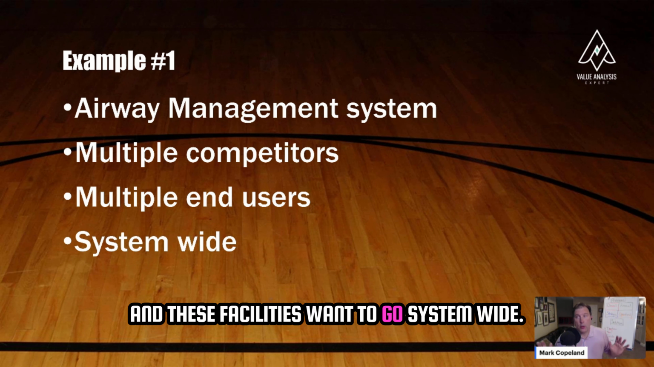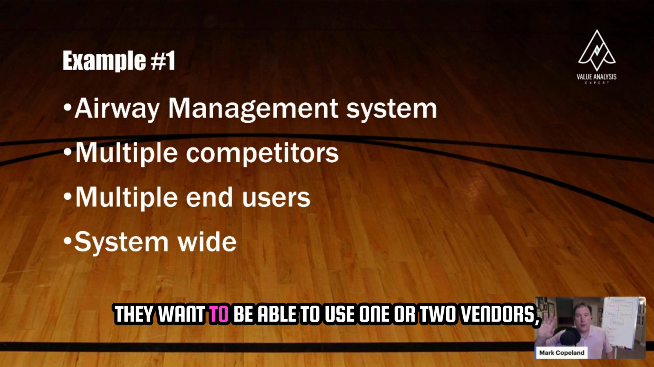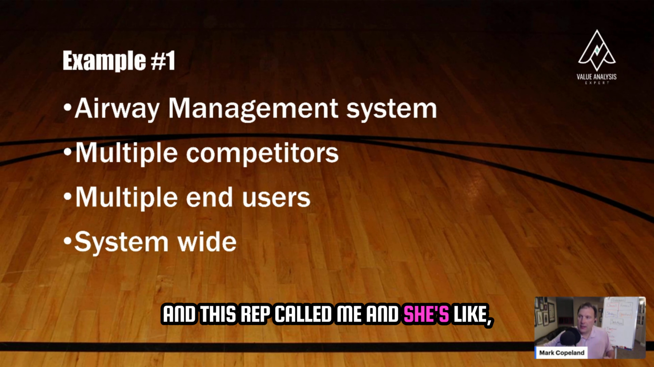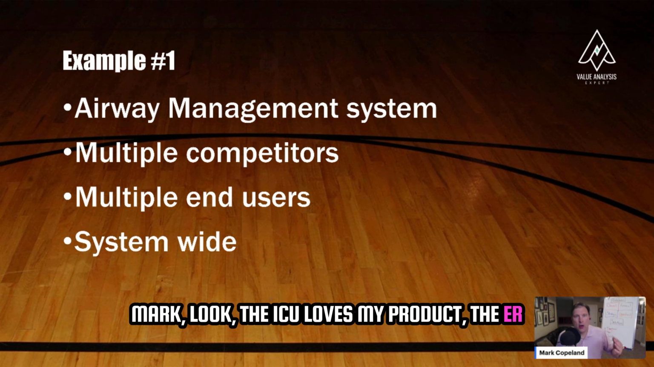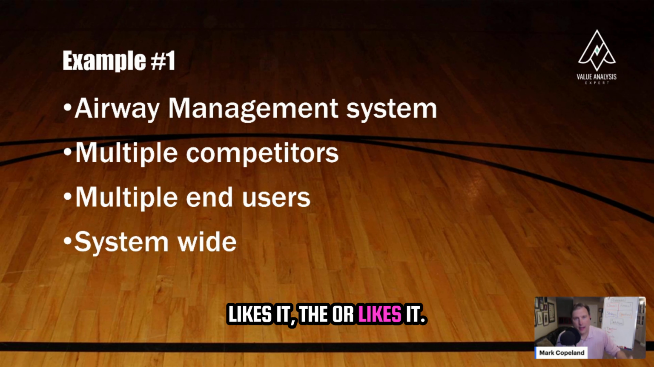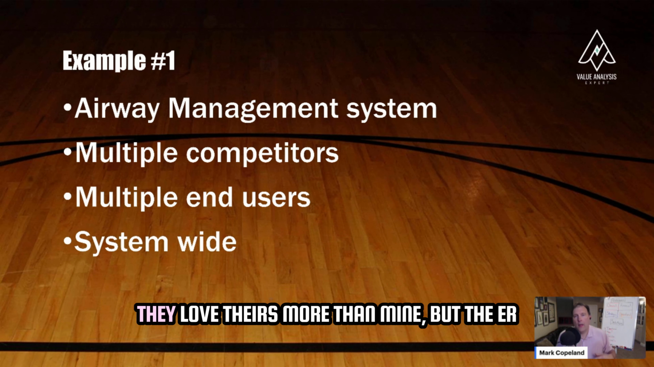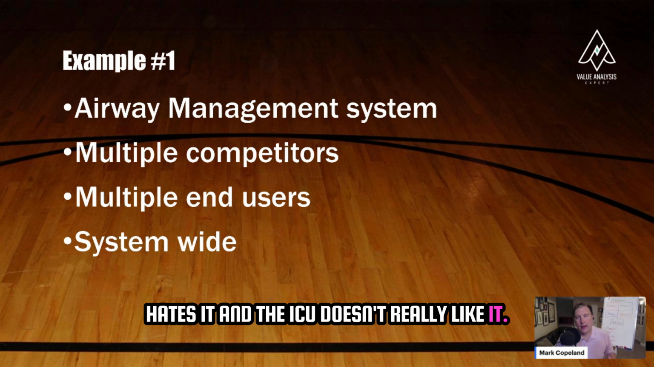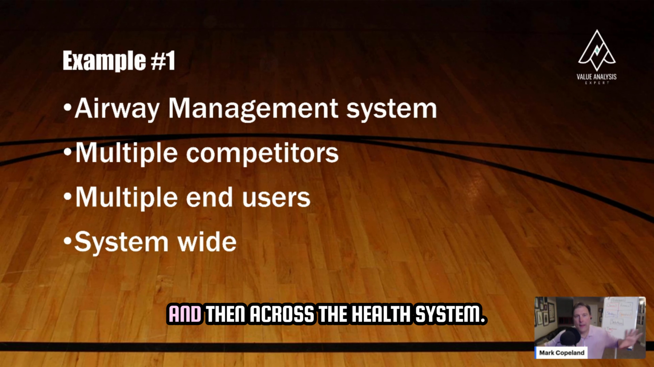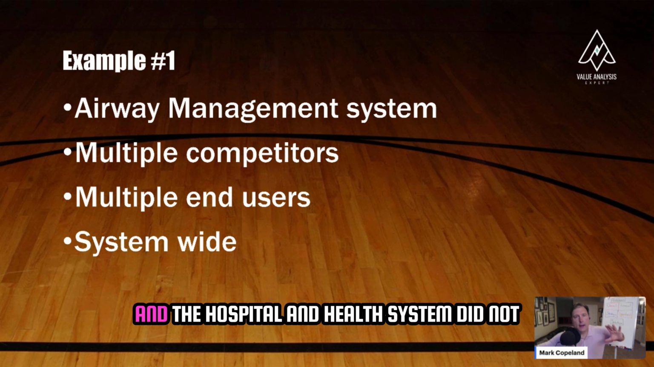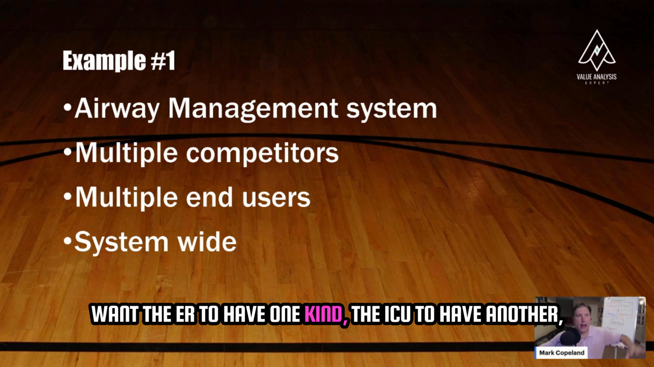There's a bunch of good products out there, but there's a bunch of different end users, and these facilities want to go system-wide. They want to be able to use 1 or 2 vendors, not always because of cost. I'll show you why. And this rep called me and she's like, Mark, look, the ICU loves my product. The ER likes it. The OR likes it. And she said, my competitor in the OR, they love theirs more than mine, but the ER hates it and the ICU doesn't really like it. So she was talking about within a hospital, and then across the health system, everybody was sort of looking at different systems. And the hospital and health system did not want the ER to have one kind, the ICU to have another.